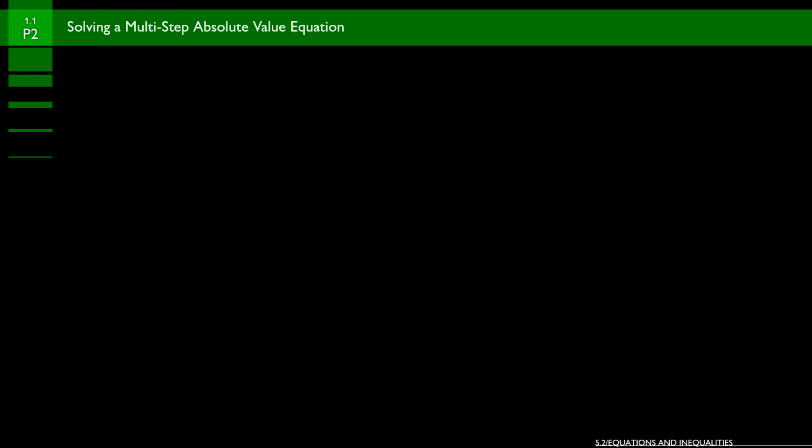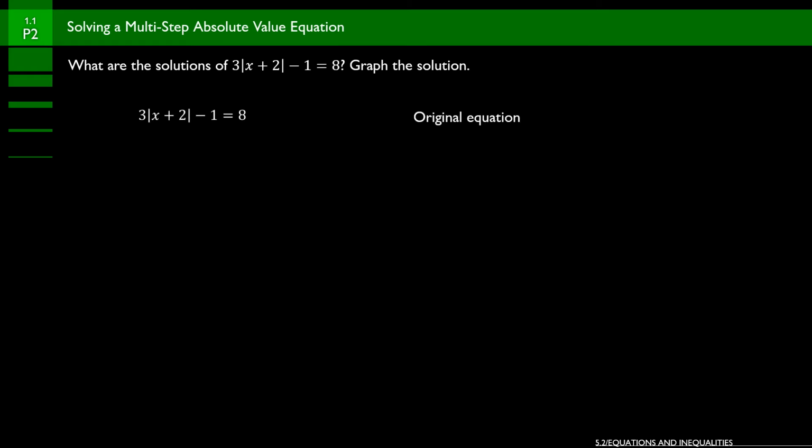In our second problem, we're looking to solve a multi-step absolute value equation. The question is, what are the solutions of 3 times the absolute value of x plus 2 minus 1 is equal to 8? And again, graph the solution. So rewrite the original equation, and in here we see that we've got a 3 that is being multiplied against the absolute value and 1 that is being subtracted from it.